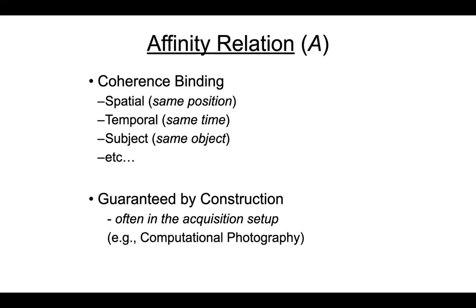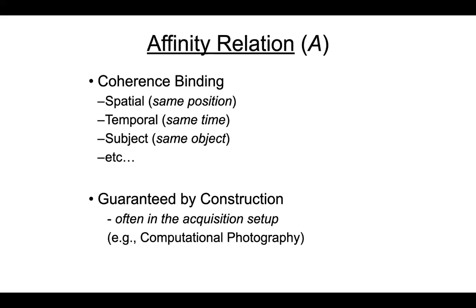What is affinity relation? Affinity relation is what I'm calling coherence binding. It's something that makes sense of all those images. They have something in common. And what could they have in common? Many different things depending on the kind of collection you have. It could be a spatial coherence, so images that are taken from the same position, or temporal positions, many cameras, different positions, but all taken at the same time, or images of the same subject, the same person that every day takes a picture when the person wakes up. And then you can exploit this fact to do things with these collections, right?